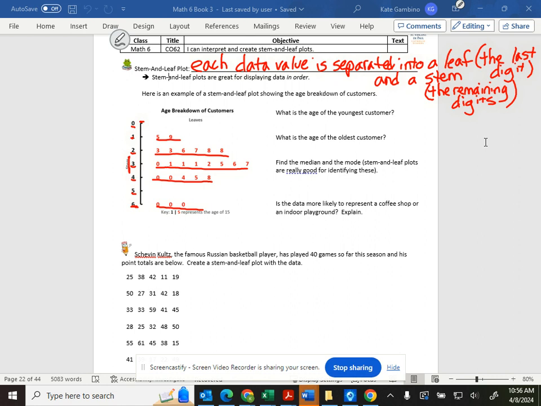So when I look at this, I see there's a 5. So this is a 5. That's our last digit of our number. I need to tack my stem on in front of it. So it becomes 15. Our 9 is the last digit. I need to tack our stem on it. So it's a 19. So we're saving ourselves from having to write all those first digits.